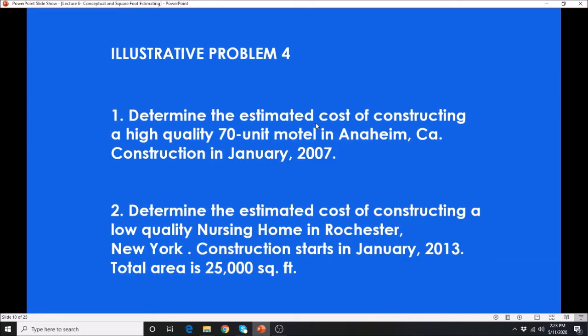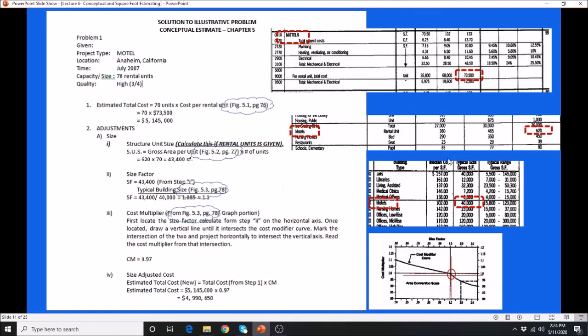All right, so here in this particular illustrative problem, we have the first one. What is given here is a 70 unit motel. That's the type of the project. We've given here the number of units. There is a location, that is Anaheim, California, and it is constructed in 2007. All right, so for that, let us apply. So we have here a July 2007 project, a motel. Location is in Anaheim, California. There are 70 rental units and a high quality, which is a 3/4.